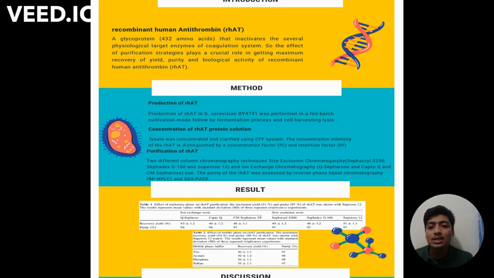After cell lysis, the procedure continues with the concentration of the rhAT protein solution. The lysate was concentrated and simultaneously clarified using the CFF system with a loading volume of 500 ml. The filtration was accomplished using a stable pump speed of 3000 rpm. The concentration intensity of the rhAT is distinguished by a concentration factor and a retention factor. Next is the purification process of rhAT.